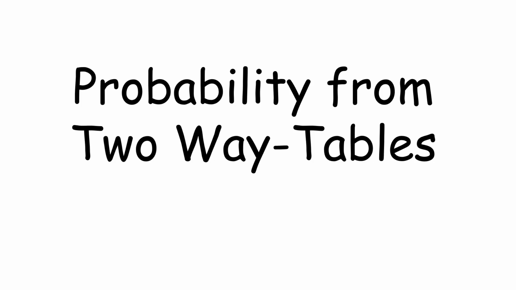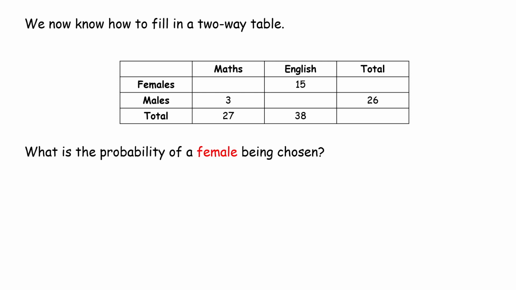Okay, we're now on to probability from two-way tables, and let's get into it. We now know how to fill in a two-way table. We saw previously how to fill one in, but we'll go through it very quickly again. If we look at either a column or a row, this number and this number must make this number. So this is going to be 24, because 24 and 3 is 27.